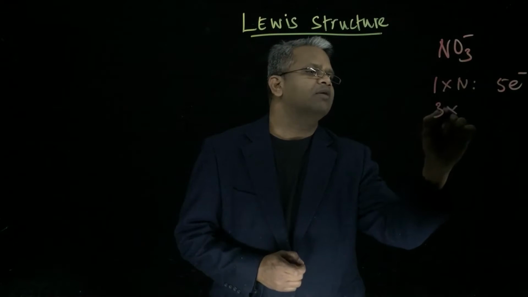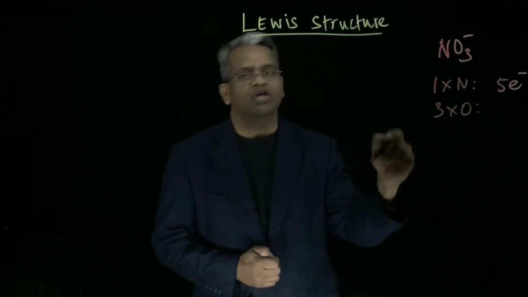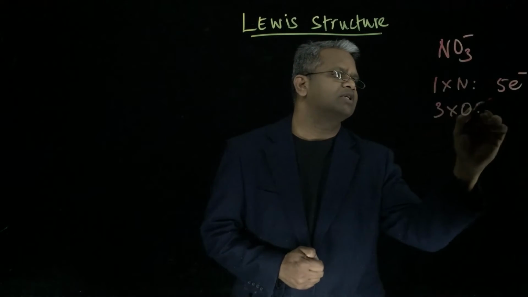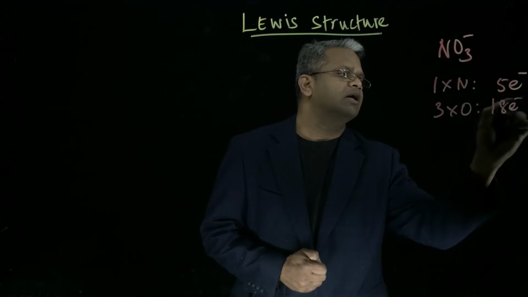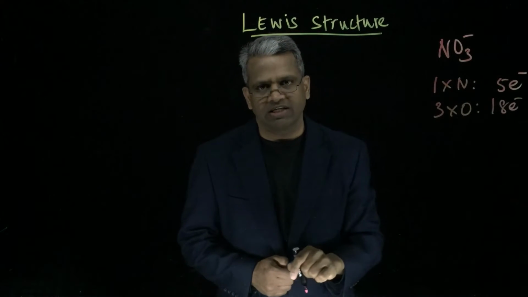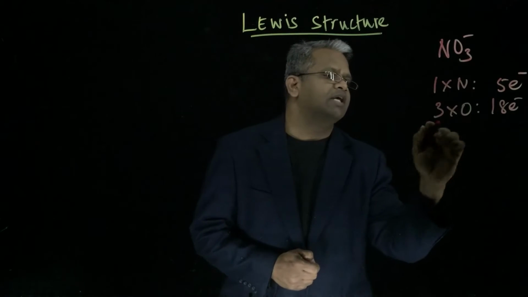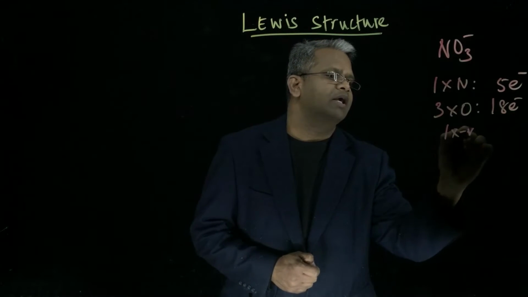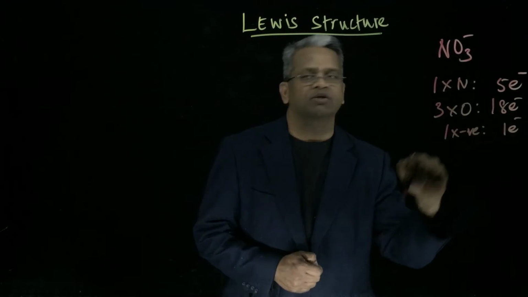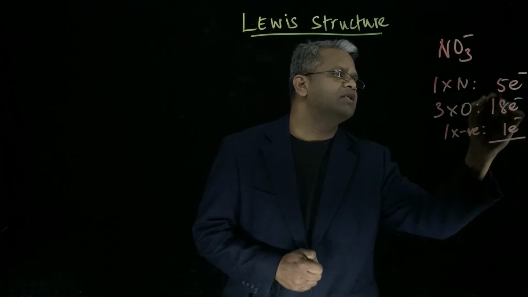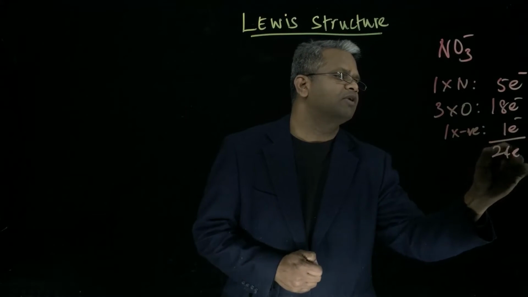and we have 3 times oxygen. Each oxygen has 6, so 3 times 6 is 18 electrons. And because the nitrate is an anion, the negative charge should be counted. So for that, 1 times a negative charge, 1 electron should be added to this. So in total we have 24 electrons.